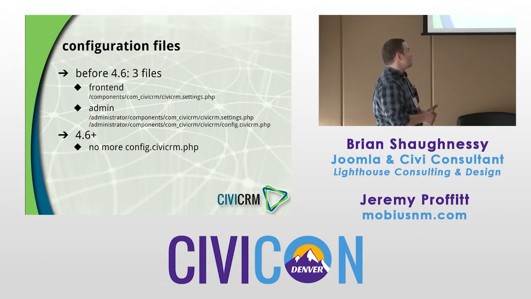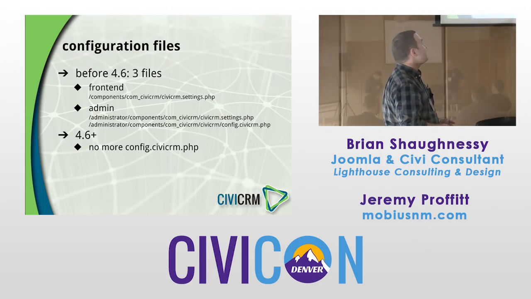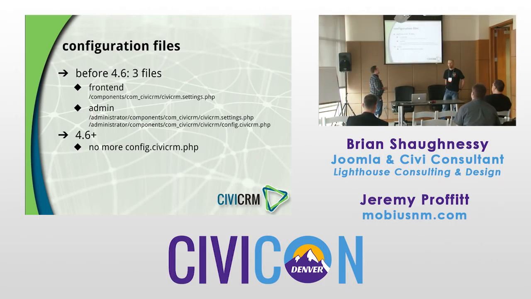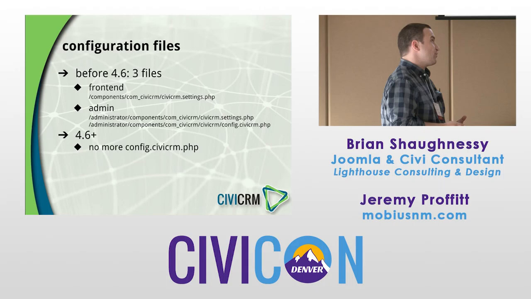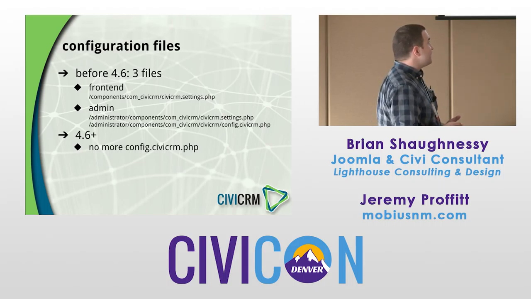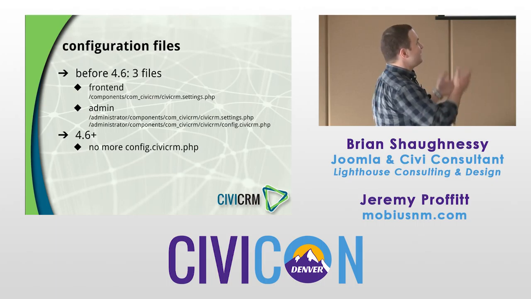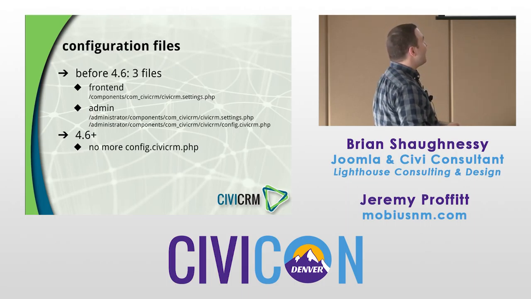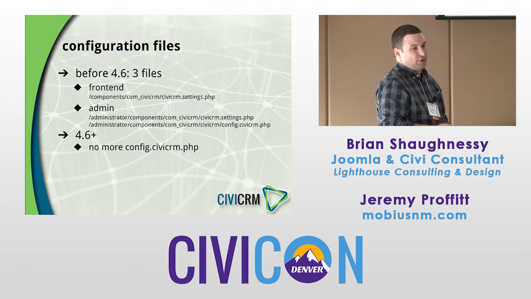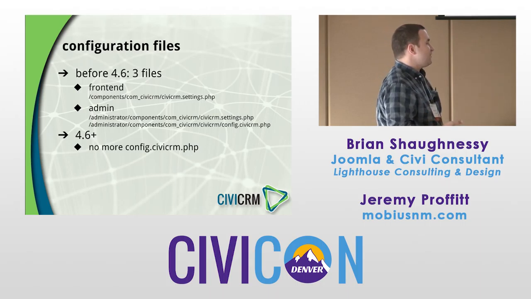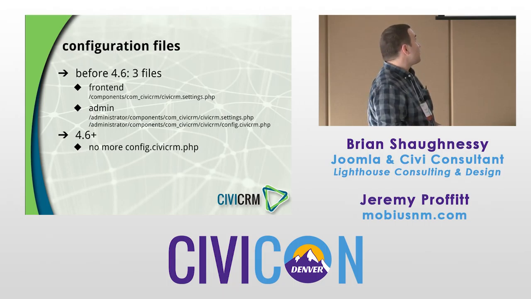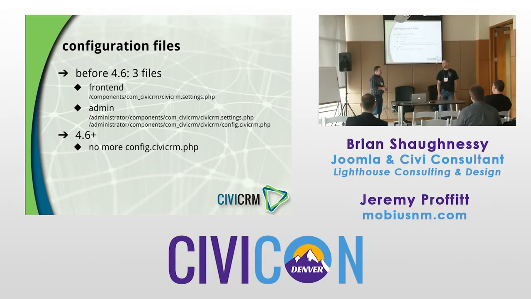Prior to 4.6, there were actually three configuration files for Civi, unlike Drupal and WordPress. One is in the front end, so that's in the components/com_civicrm directory. The second, civicrm.settings.php, is in the same set of folders inside the administrator folder. And then the third is the config.civicrm.php, which is inside administrator/components/com_civicrm. All three of those files would need to be updated when you're moving or otherwise changing the database configuration, because the base URL and/or paths to files on the server may have changed. In 4.6, config.civicrm.php is gone, so now there is only one extra file that we should have to deal with. Two in total. Yeah.